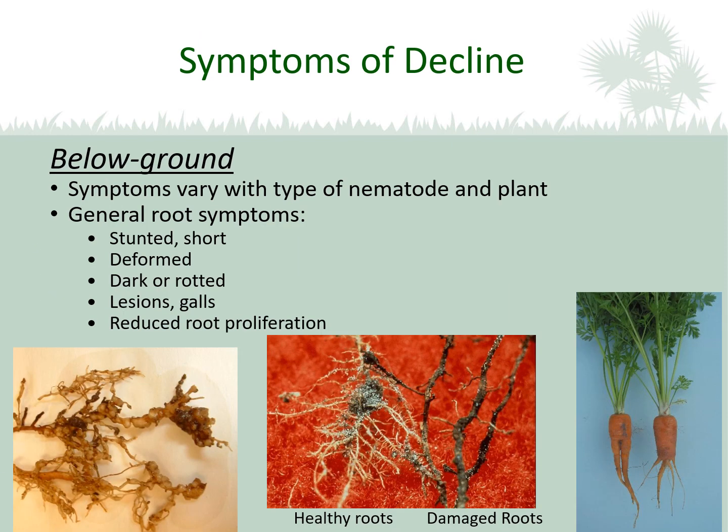Below ground, symptoms vary with the type of nematode and plant. General root symptoms include stunted and shortened roots, deformed roots, dark or rotted roots, lesions and galls, or reduced root proliferation. Here we see healthy roots, damaged roots. They can cause splitting in carrots, and here we see deformed roots.